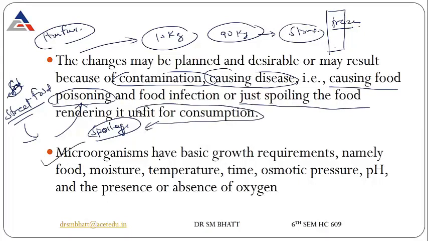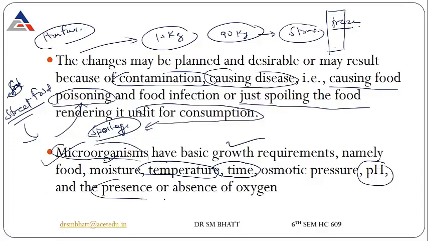So microorganisms are basically spoiling the food. What you can say? Microorganisms are spoiling the food. They have basic growth requirements. If you are providing that growth requirement, for example, the right kind of moisture, high moisture content present in the food, microbes will grow. If you are providing 23 degrees centigrade, they will grow. If you are providing 24 hours time, they will grow, right? If you are providing the acidic pH, acidic microbes will grow. If you are providing the basic pH, basic microbes will grow, and the presence or absence of oxygen.